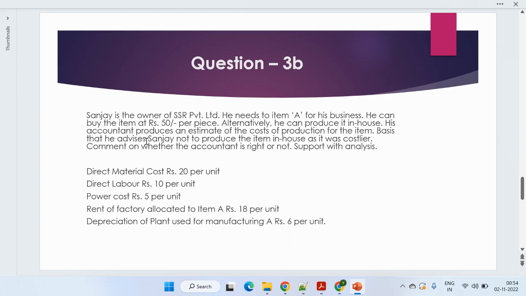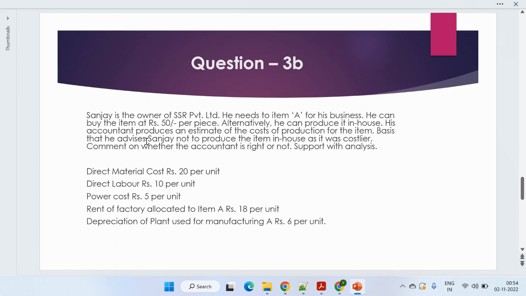Then the third B is a numerical one. Sanjay is the owner of SSR Private Limited. He needs item A for his business. He can buy the item at 50 rupees per piece. Alternatively, he can produce it in house. His accountant produces an estimate of the cost of production for the item. Based on this, he advises Sanjay not to produce it in house. It will be a costlier one. Comment on whether the accountant is right or wrong.